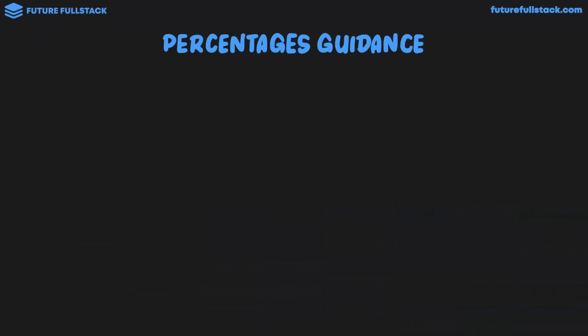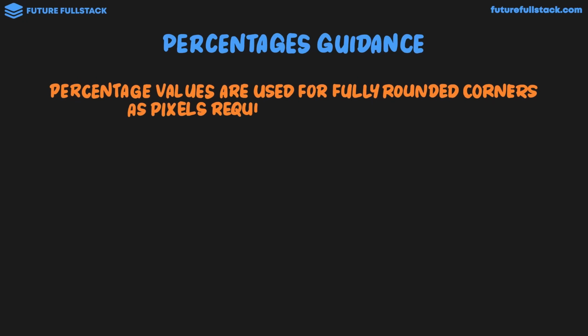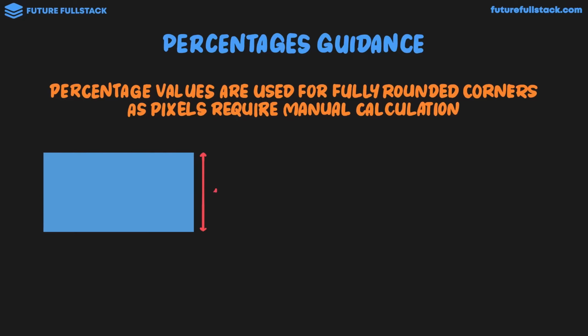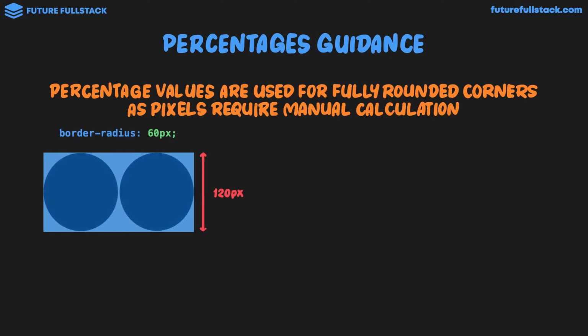All right, the last piece of percentage guidance. Percentage values are used for fully rounded corners as pixels require manual calculation. I mentioned in the border radius chapter, we would later be changing our pixel values to percentages. Now we often want fully rounded corners on elements like buttons and images. Let's say we have an anchor tag over here. Its height is 120 pixels, and we set a border radius of 60 pixels. I'm setting it as 60 pixels, as that's half the height. The way this works is we get a radius of 60 pixels inside our circle, and the sections in red are effectively cut away, which leaves us with a pill shape like this.